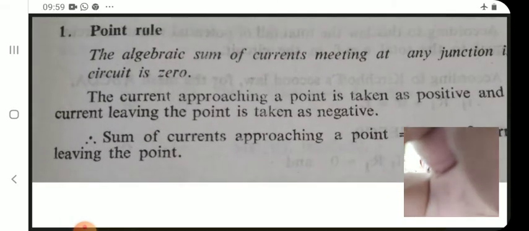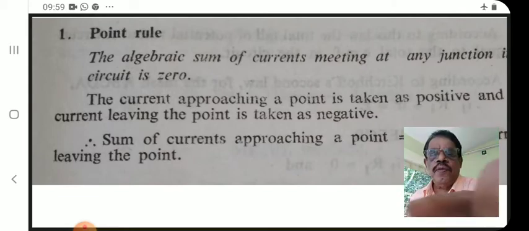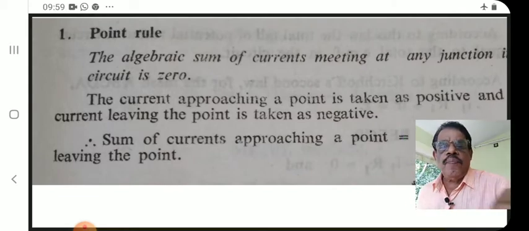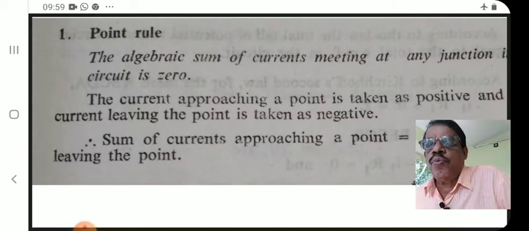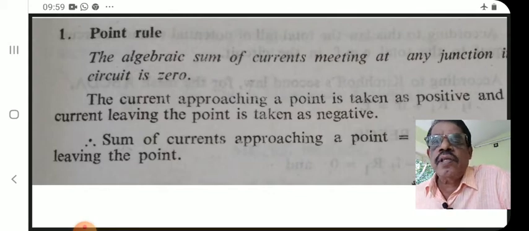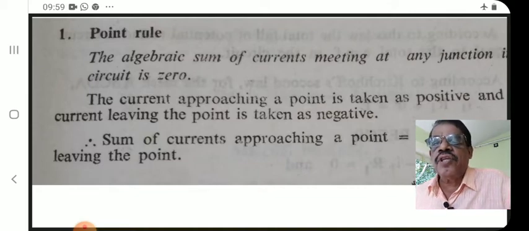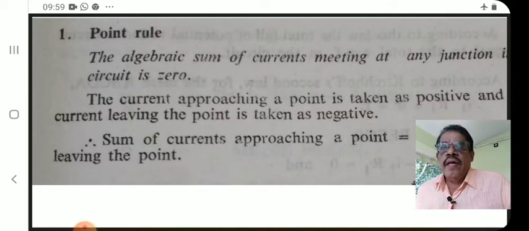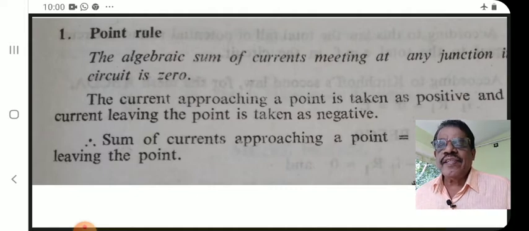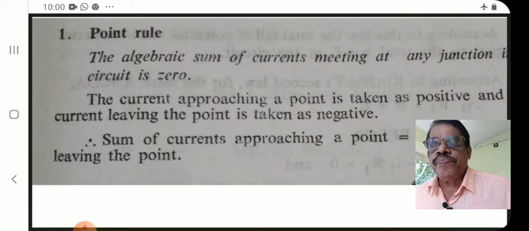And here is the statement of the first law, Kirchhoff's first law. It is also known as the point rule. The statement: the algebraic sum of the currents meeting at any junction in a circuit is zero. The algebraic sum is also called the vector sum.